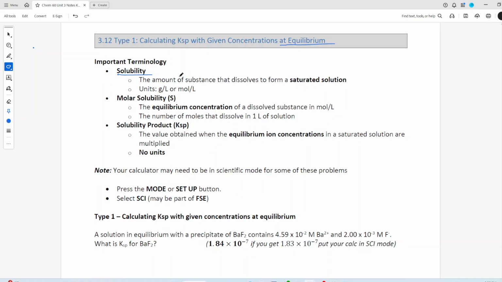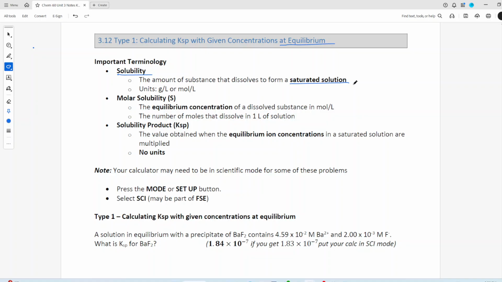Right? So that's a lot of words. So when we've talked about solubility, we've got things that are soluble, we have things that have low solubility, negligible solubility, but solubility of itself is just the amount of substance that dissolves. And then from there you could decide, is it soluble, does it have low solubility, or does it have negligible solubility? But things will dissolve to form a saturated solution.